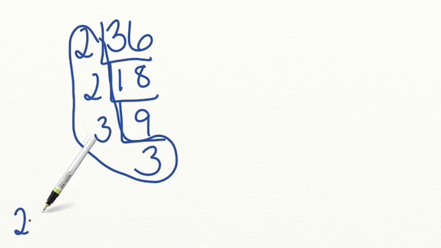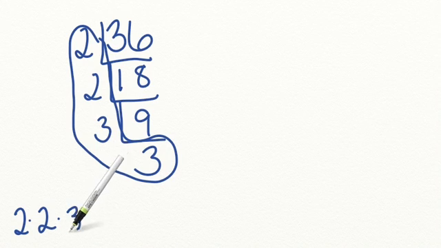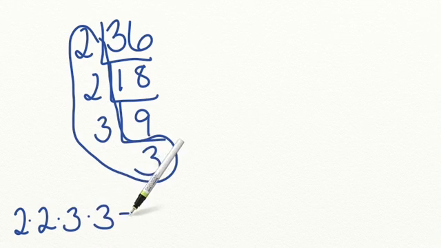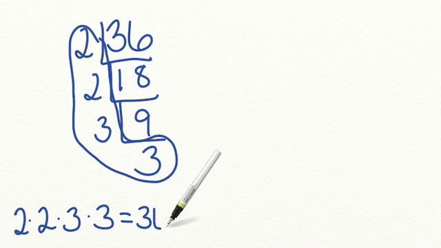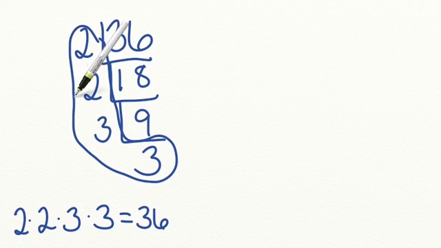2 times 2 equals 4, times 3 equals 12, times 3 equals 36. So what I did, I just took each of these factors, 2, 2, 3, 3, and I put them into an equation to equal 36. 2 times 2 times 3 times 3 equals 36.